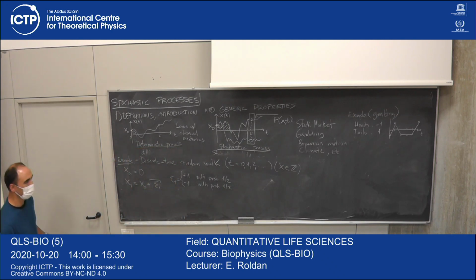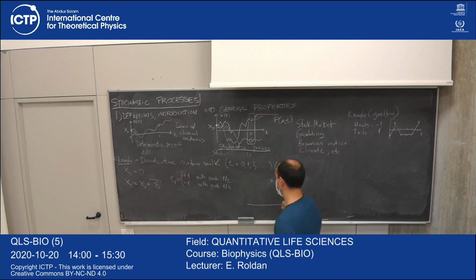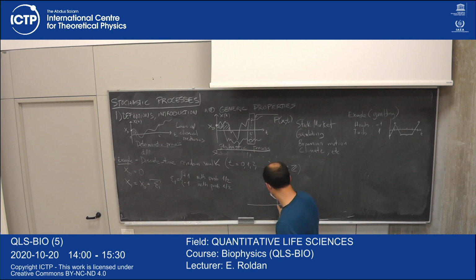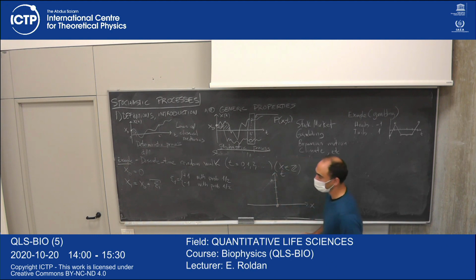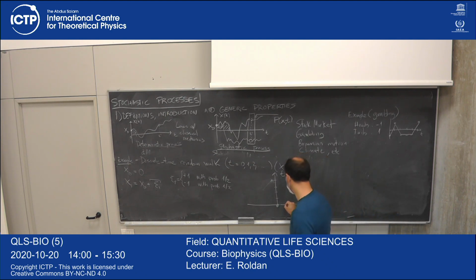Okay? So I can do a drawing of what is going on. Again, I'm flipping the axis. This is x. No, sorry, this is t. T is going up. This is x. So time 0 is here. There is time 1, time 2, time 3, time 4. At time 0, I was in 0. At time 1, I can go to plus 1 or minus 1. So either here or here.